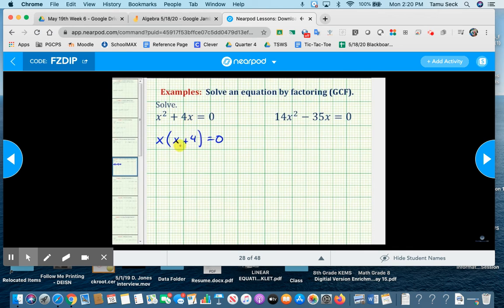And now we can use the zero product property to solve this equation, meaning if we have x times the quantity x plus 4 equals 0, either the first factor of x must equal 0, or the factor of x plus 4 must equal 0. Well, this equation is already solved for x, but for the second equation we'll have to subtract 4 on both sides, and we have x equals negative 4. So our solutions are x equals 0, or x equals negative 4.